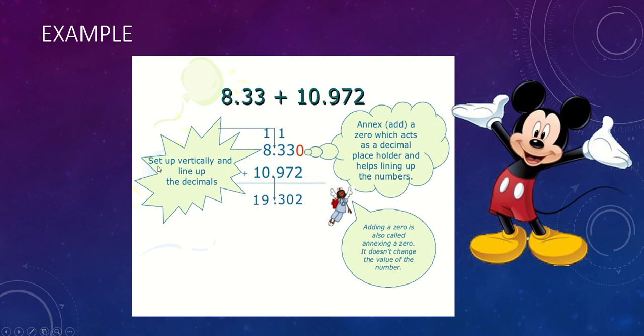You can see here I have written the rules. You have to set up vertically and line up the decimals. Means you have to write the numbers according to their place values. And before that you have to put 0 at the extreme end to make them like decimals.